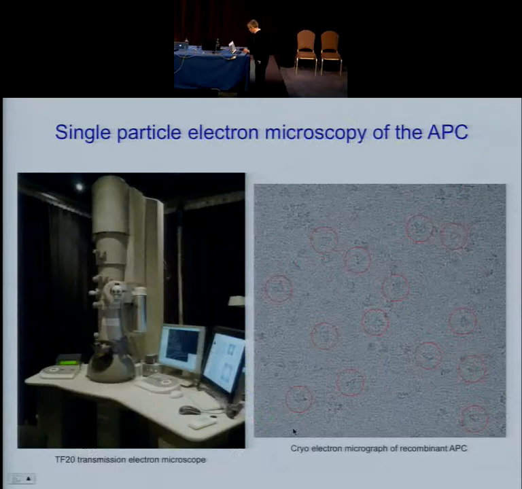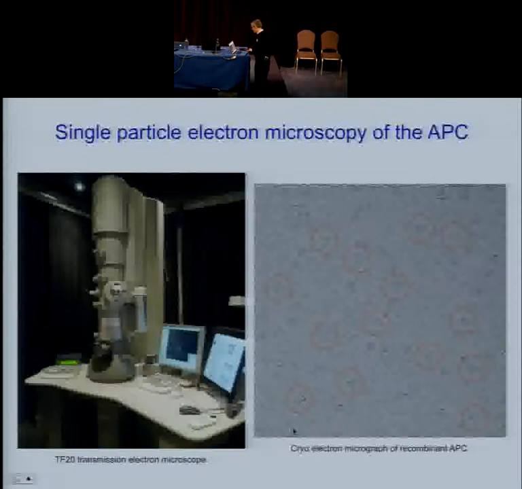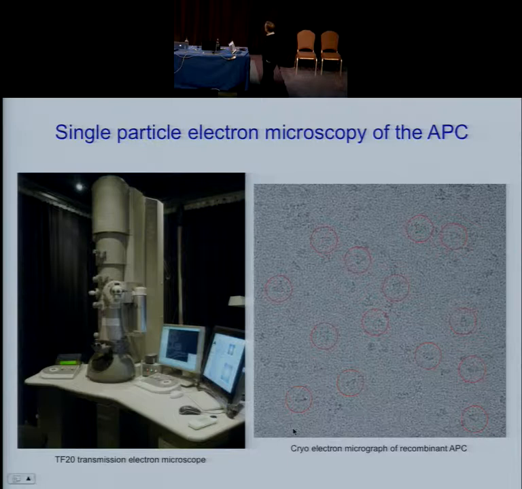And then we used single particle electron microscopy to determine the structure of the whole APC. This slide shows a cryo-electron micrograph of recombinant S. pombe APC. This shows single particles of the APC embedded in vitreous ice. This shows the two-dimensional projections of single APC particles. By collecting sufficient numbers of these projections, we can reconstruct a three-dimensional volume of the APC.